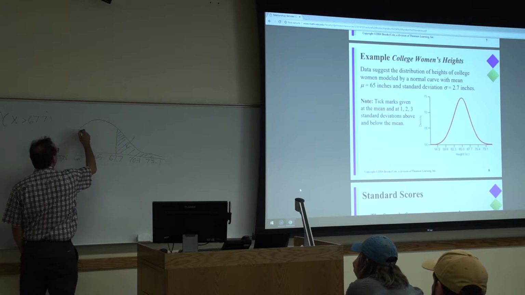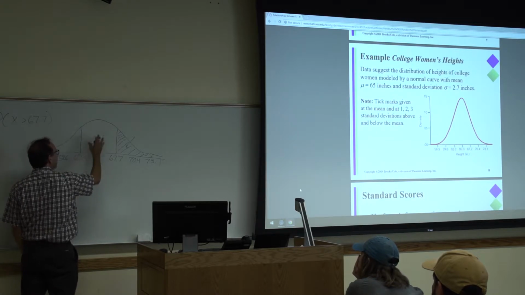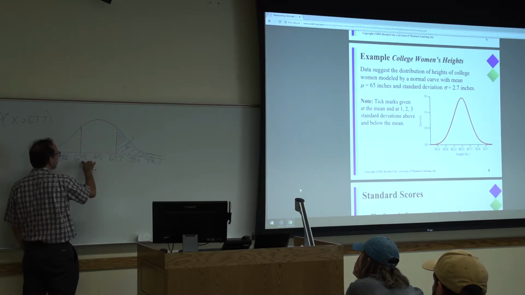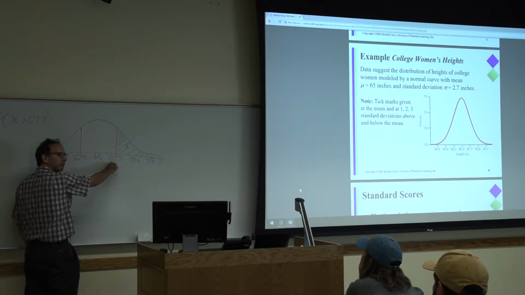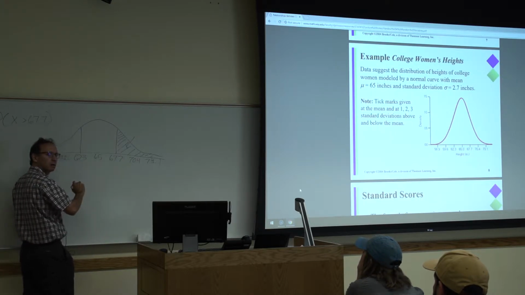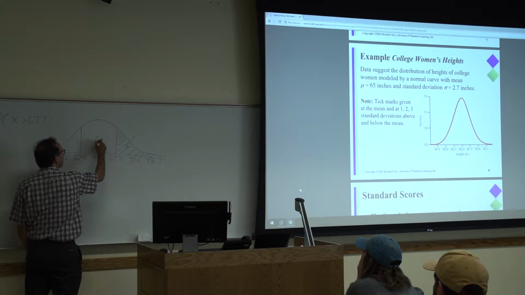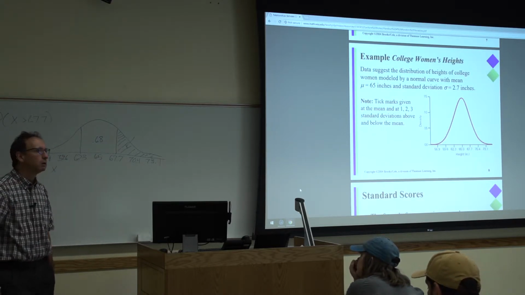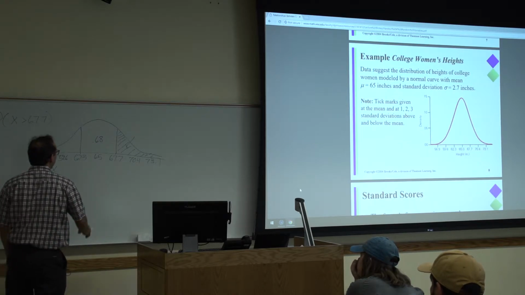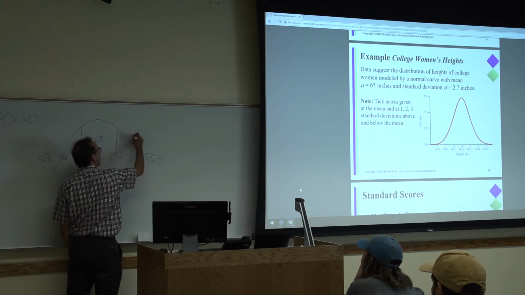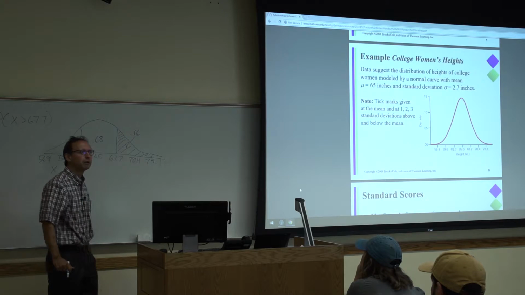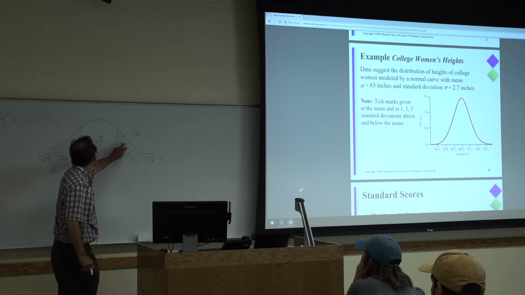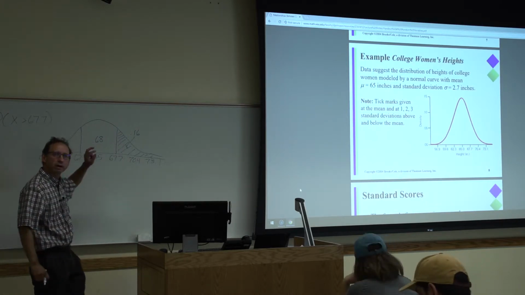So what do we know about this area under the curve between 62.3 and 67.7? That's our 0.68, right? So then it's 0.16 here and 0.16 here. Is that okay?